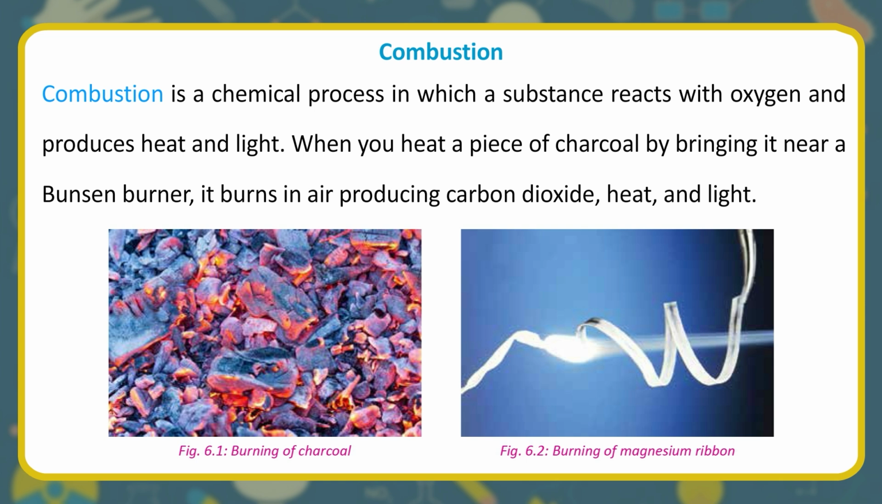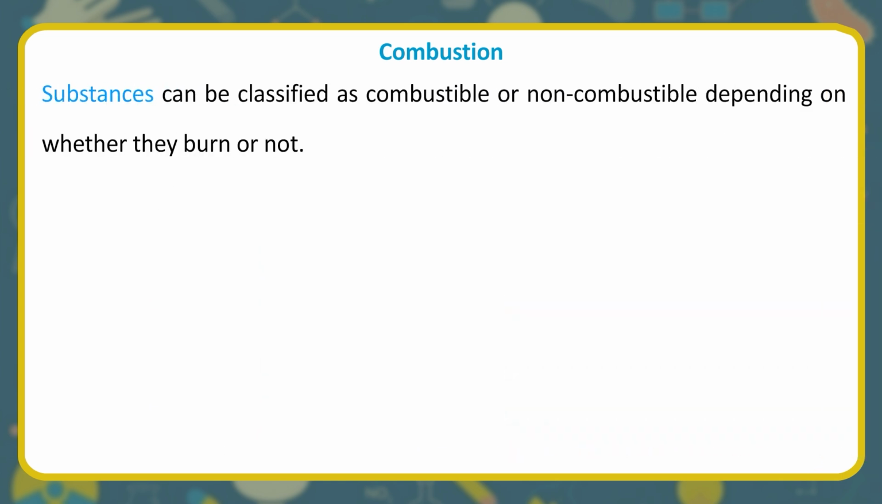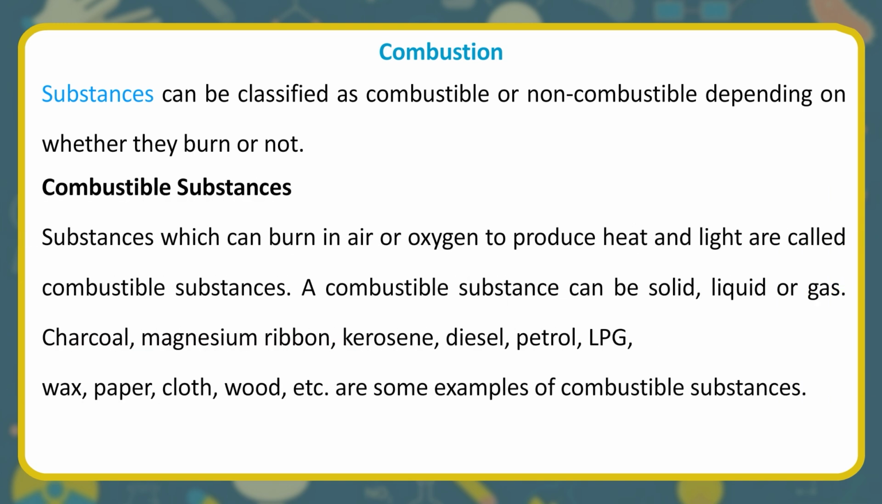Burning of magnesium ribbon. Substances can be classified as combustible or non-combustible depending on whether they burn or not. Combustible substances. Substances which can burn in air or oxygen to produce heat and light are called combustible substances. A combustible substance can be solid, liquid or gas. Charcoal, magnesium ribbon, kerosene, diesel, petrol, LPG, wax, paper, cloth, wood, etc. are some examples of combustible substances.